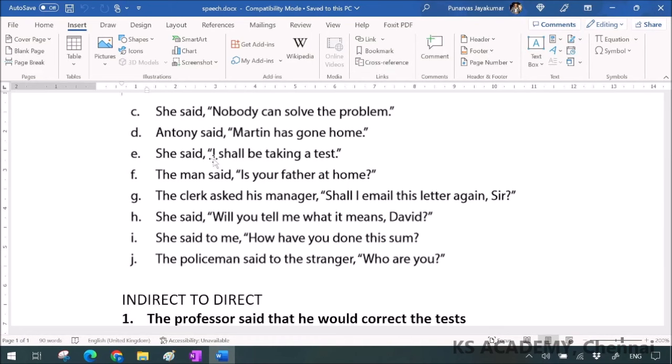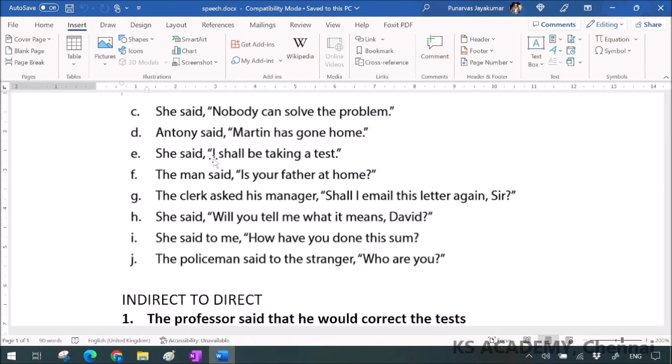She said to me, have you done this sum? She asked me if I had done that sum. The policeman said to the stranger, who are you?